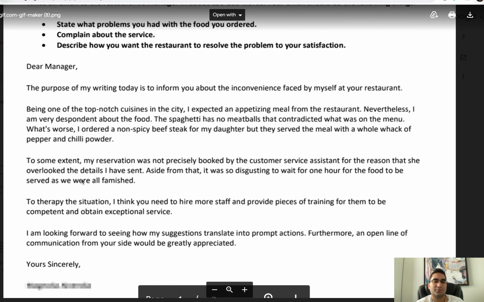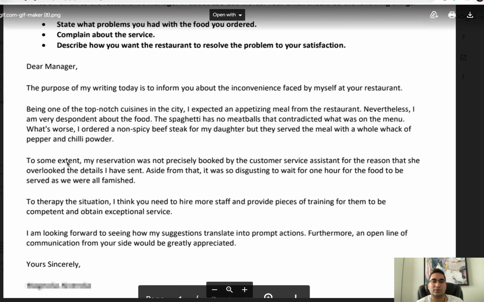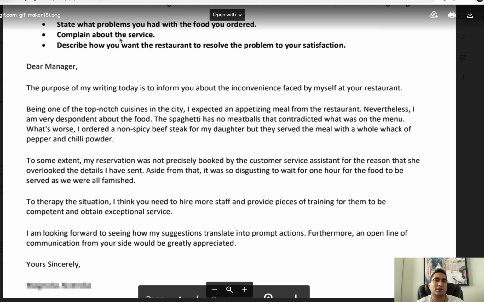Complain about the service, and it's pretty much the same thing as stating the problems. So her complaint is, my reservation was not precisely booked. The customer service assistant overlooked the details, and she was disgusted to wait 1.5 hours. So she's complaining. Once again, both sentences are about the complaint, nothing else, okay? Describe how you want the problem to be solved, and right away she gets to the point: to therapy the situation, do this and do this.